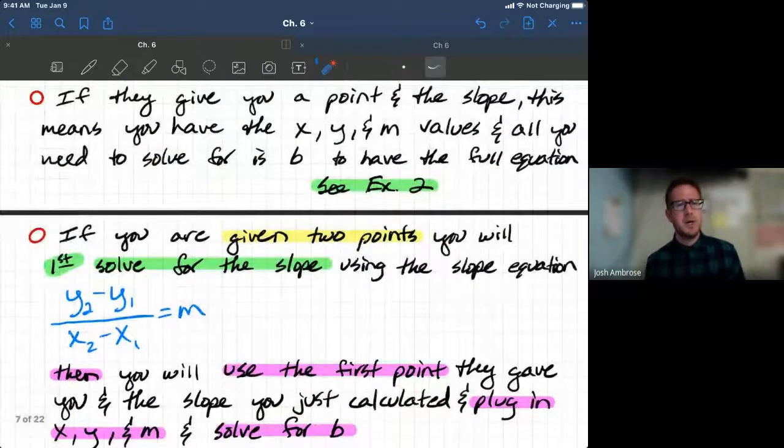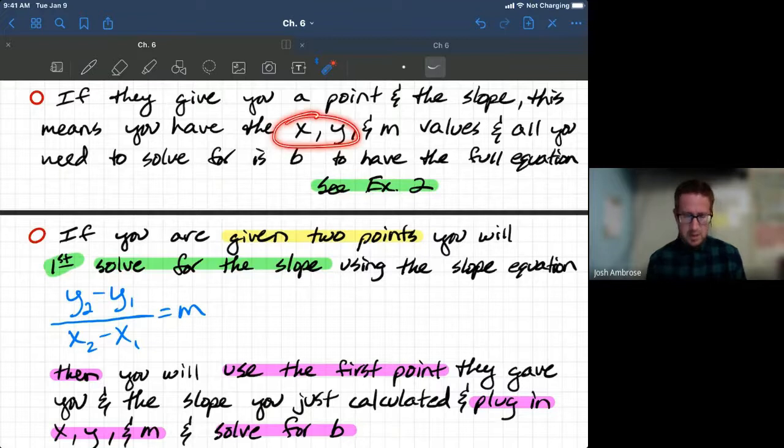In example 2, we're going to be given a point, so that's x and y. And then they're also going to give you the slope right here. That's your m value. What you're going to need to do is solve for b. So plug in x, plug in y, plug in m, and then the only variable that's not solved for is b. Once you have b, you go back to the beginning, and then you write the whole equation in y equals mx plus b format. I'll show you how to do that in example 2.